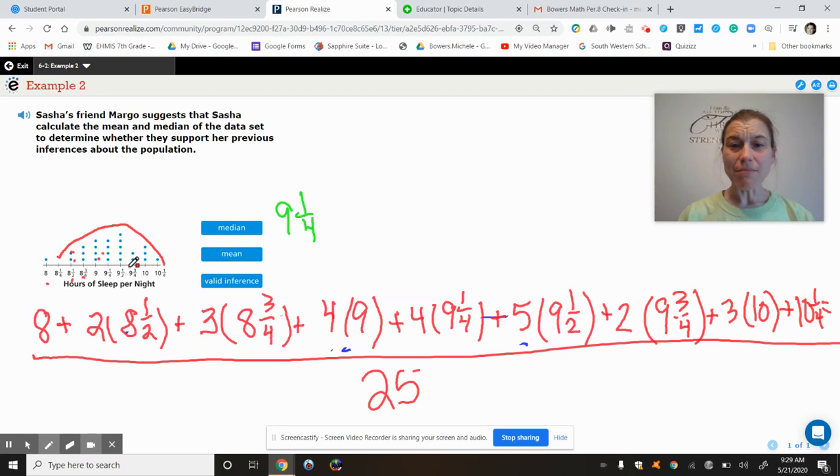But that's the easy way to find the median and the mean from a dot plot.